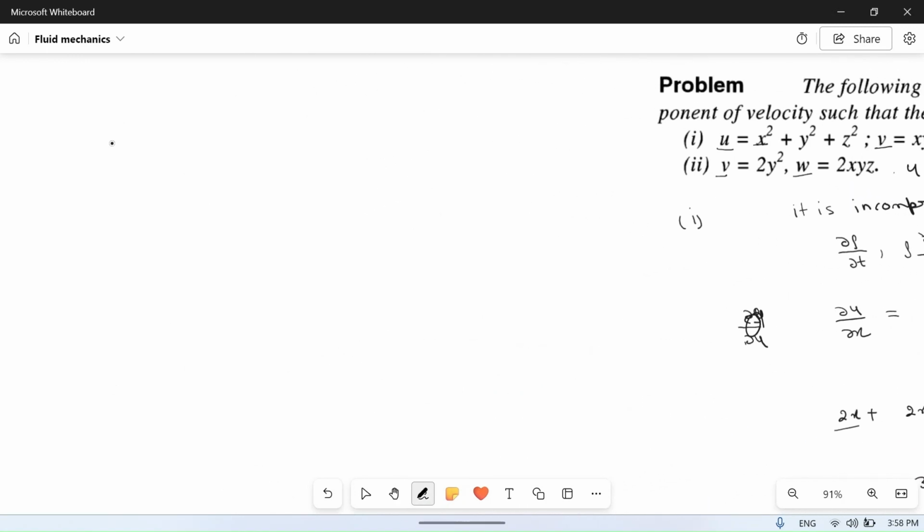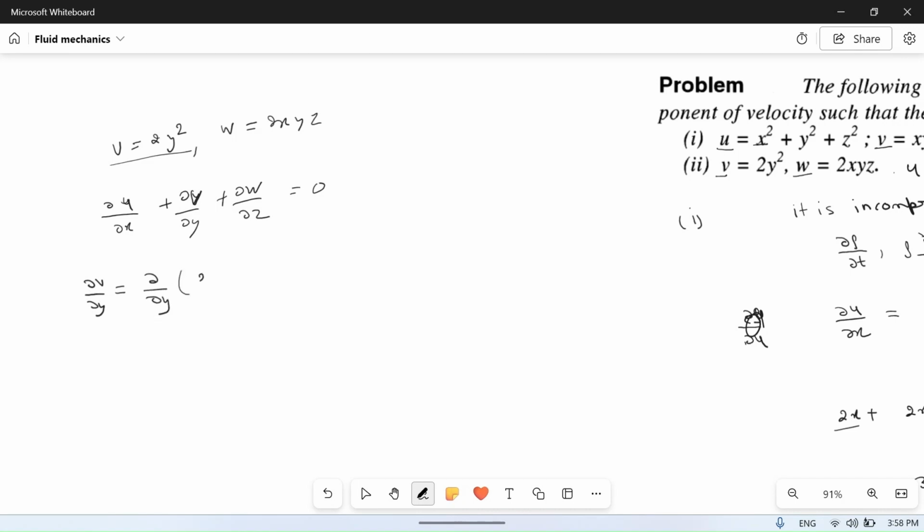Here v is given, v is 2y² and w is 2xyz. So what is the continuity equation? ∂u/∂x plus ∂v/∂y plus ∂w/∂z is equal to 0. This is the simplified continuity equation. Sorry, this was v. So if we put values here, we will get ∂v/∂y. What will it be? ∂/∂y of 2y², so it will become 2 into 2 is equal to 4, y to the power 1, or 4y.